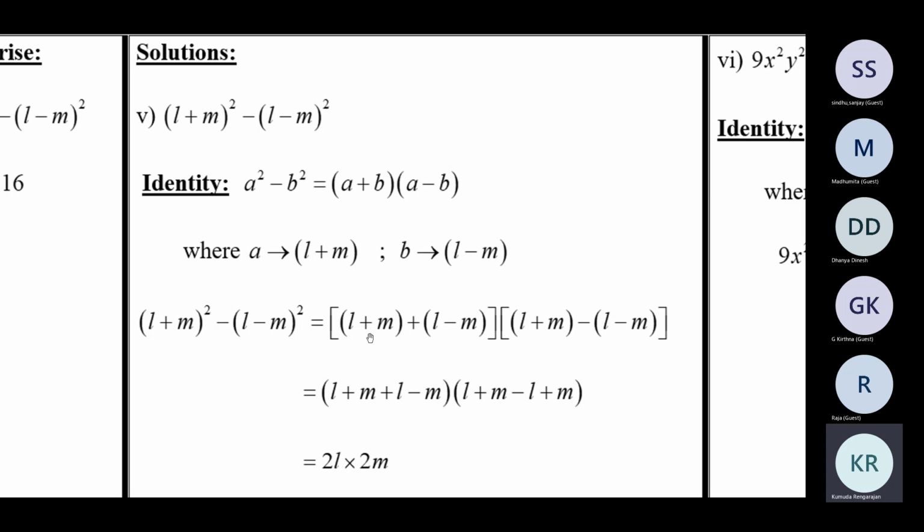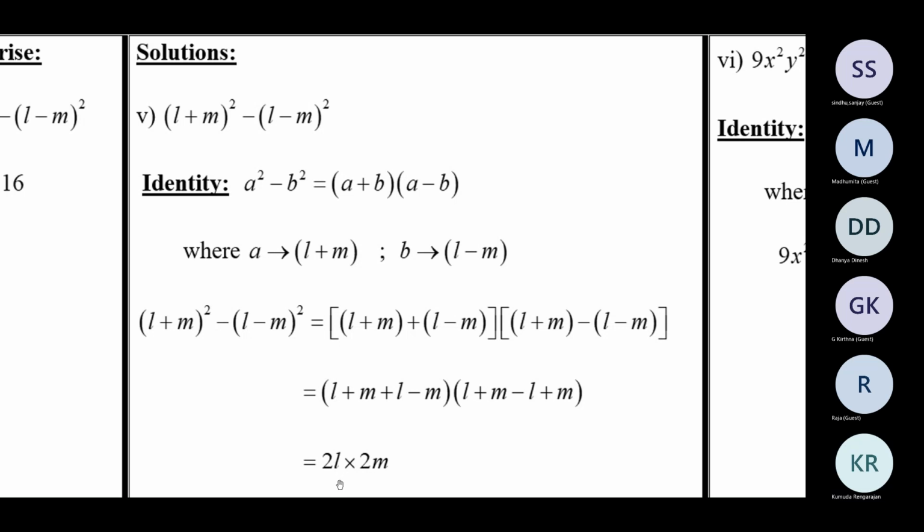The next step, open the bracket. L plus m. There's a plus outside, so plus into L is plus L, plus into minus m is minus m. Here, in the first bracket, the terms come out. Minus into L is minus L. Minus into minus m is plus m. In the bracket, m minus m gets cancelled because it is 0. L plus L is 2L.